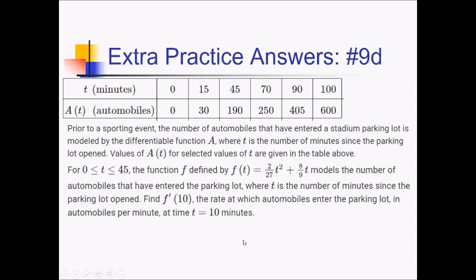On this last part of the problem, they're telling us that for times 0 to 45, our function is modeled by this function right here, this polynomial. We want to find basically f prime of 10, which would tell us the number of cars entering per minute at time 10. All right, so let's go ahead and use the power rule on this. So this is going to be 4 over 27 times t to the 1 if I use the power rule on that first thing there.